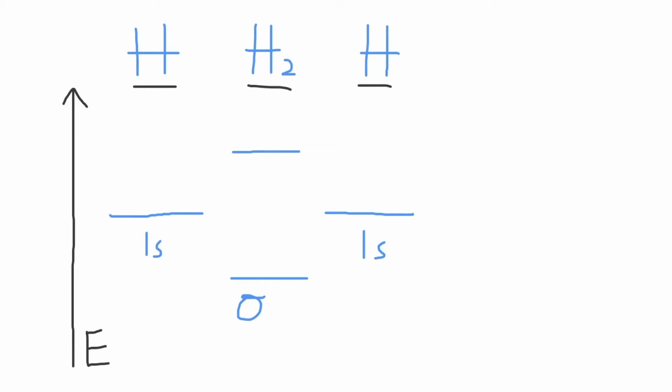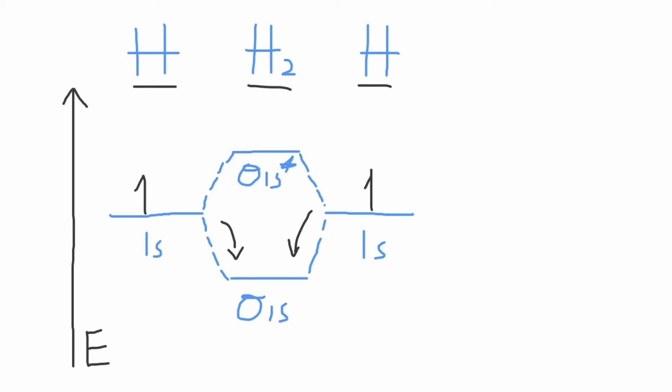The one that is lower in energy is a bonding molecular orbital called the sigma 1s molecular orbital, and the one that is higher in energy is an antibonding molecular orbital called the sigma 1s star antibonding molecular orbital. Because each hydrogen atom has one valence electron, we can fill this into each 1s orbital, and then these two electrons will fall into this bonding molecular orbital that is lowest in energy and completely fill it up. And this is your completed molecular orbital diagram for H2.